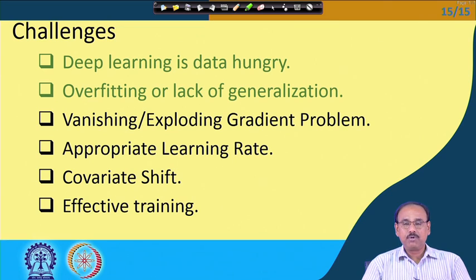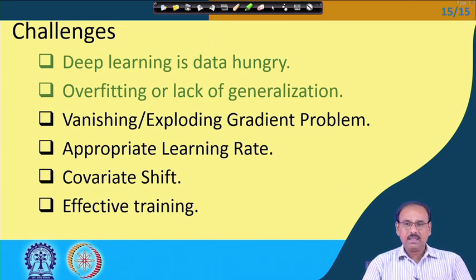Then the other challenge is the appropriate learning rate. We have said before that in every backpropagation or gradient descent algorithm, you update your weights by an amount which is proportional to the gradient. And while doing so, there is a learning rate, which we have represented by the symbol eta. If this learning rate is very high, that means the parameters are updated quite fast, and the step size you take for updating the parameters becomes very high.